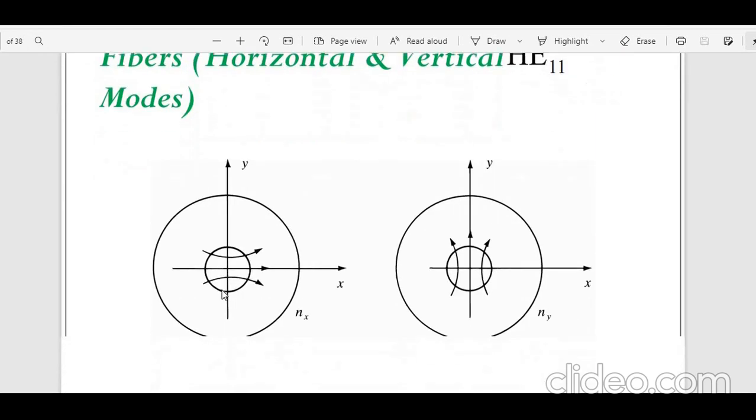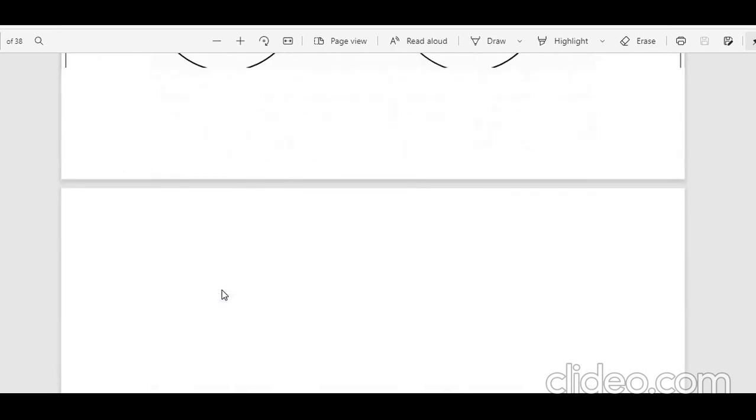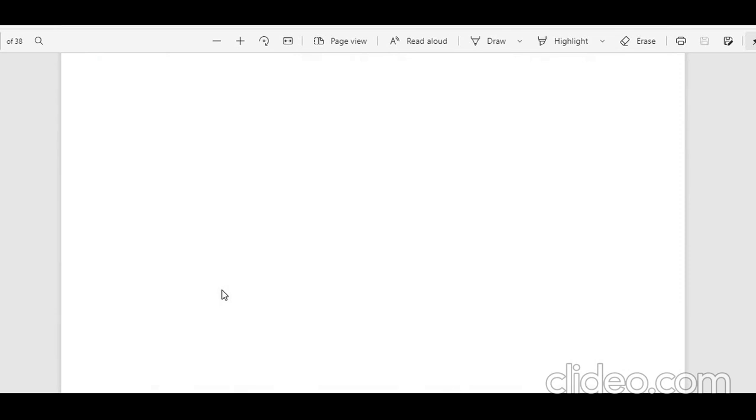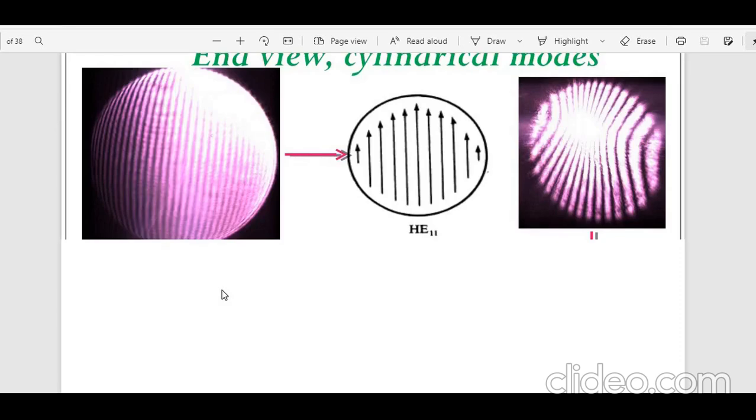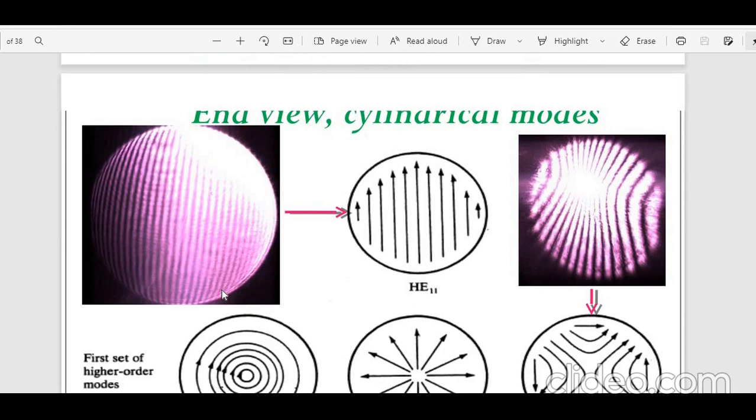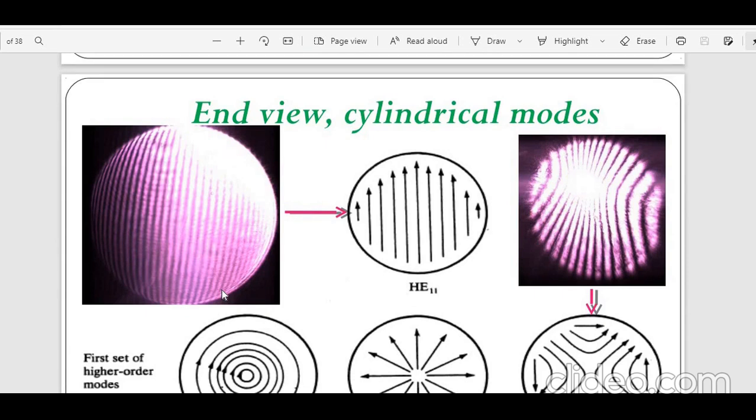After that mode, what are we doing? We are going to understand the nature of those modes, how the modes are obtained, and what parameters that particular mode depends on. That is the point we are going to learn. As you can see here, students, we are going to see what kind of mode it is. It is an end view of cylindrical modes. Whenever particles rotate in the vertical direction, that is considered the vertical mode.